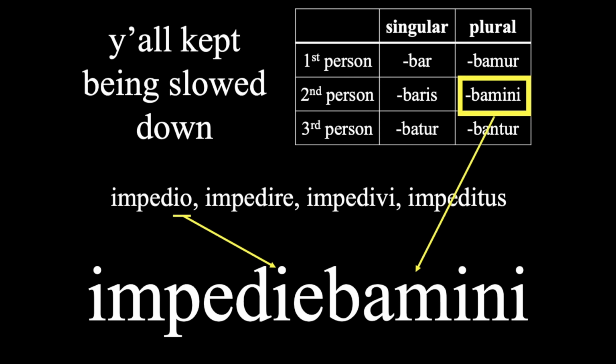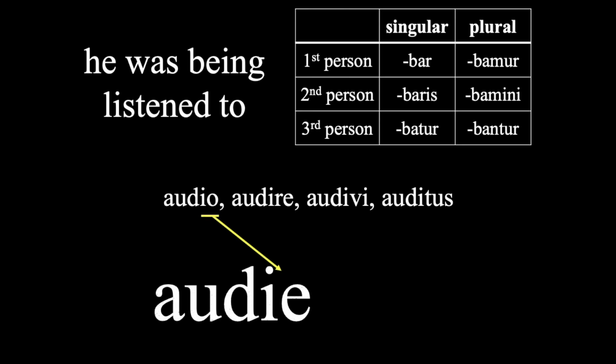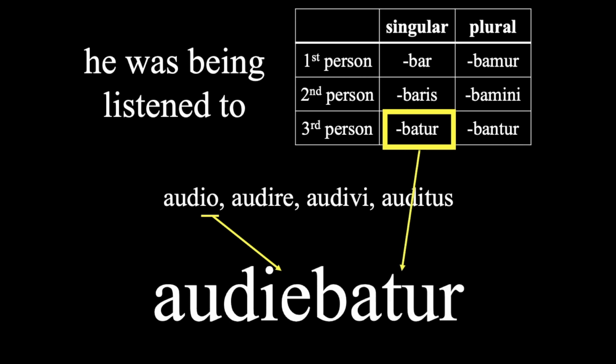And last, he was being listened to. It's yet another IO verb here. So we have that IE again. And we'll add the third person singular ending, and we'll get audiebatur.